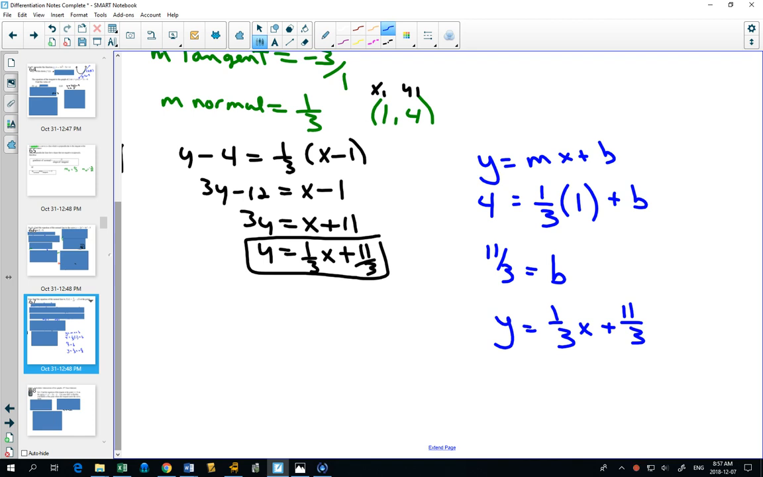So you have a choice of either getting your equation through the point slope form in black or through y equals mx plus b in blue. You get to choose whichever one you prefer. Mathematically, they both took 4 lines.